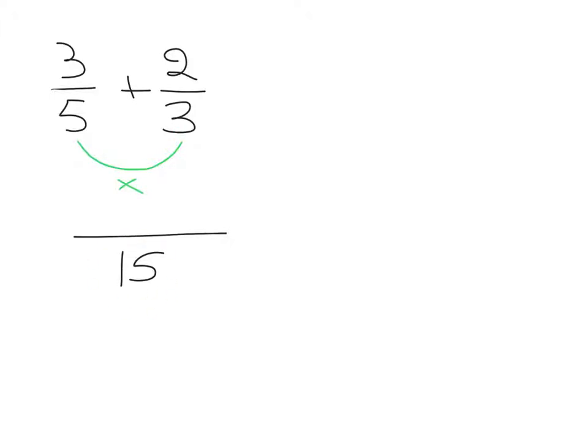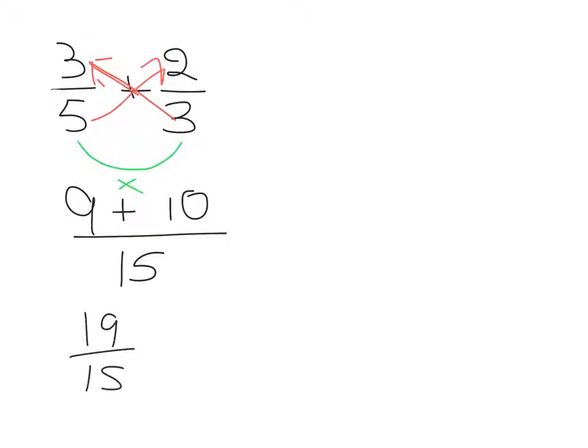Then our kiss happens when we multiply across one way, so 3 times 3 is 9, so we get 9 here. Then we do the same this way, we're going to do 5 times 2, which is 10. That's us all set, our bottom numbers sorted out, and we just need to add the top numbers. So 9 add 10 is 19, bottom number stays the same.